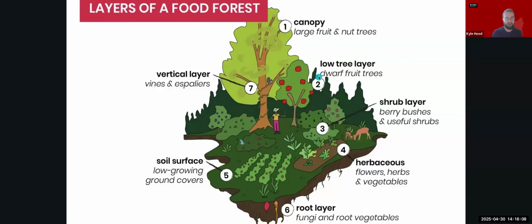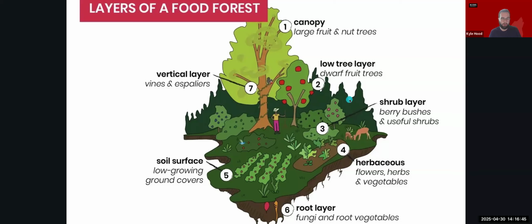On my lower tree layer, layer number two, now I'm talking about dwarf, probably fruit trees. So maybe a dwarf apple tree that's going to be 10 to 20 feet tall, maybe a dwarf pear tree. As we get lower in our food forest, now we're talking about our shrub layer. So things like blueberry bushes, a fig bush, maybe a grapevine that's climbing on something, but still a little taller, creating that bush-like structure.